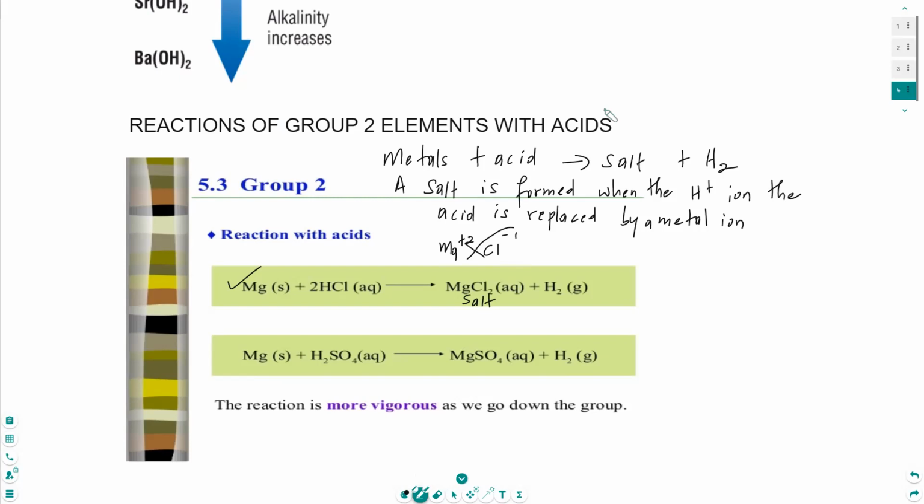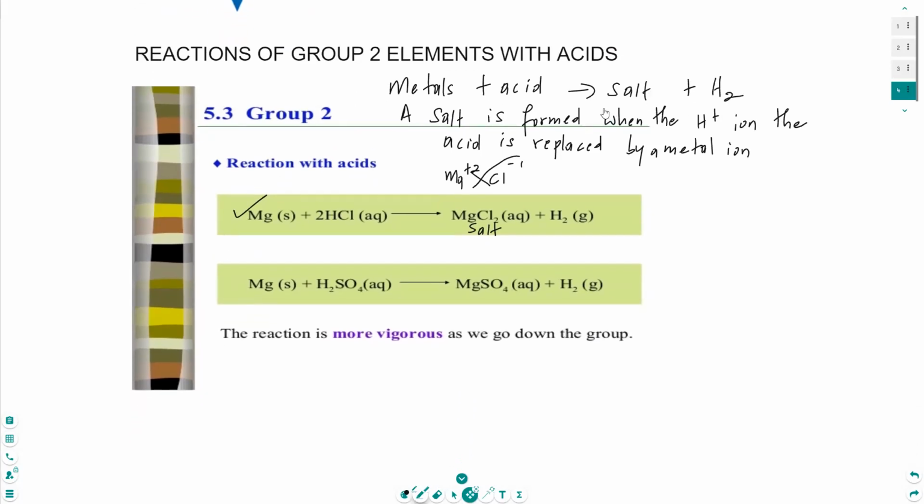All right, the same thing would happen if magnesium reacts with sulfuric acid, we will get a salt and hydrogen gas. Now, of course, all the elements in group 2 would be expected to do the same reaction. So if I got calcium and reacted it with hydrochloric acid, I would expect the same thing. I would expect that I would form calcium chloride and I would form hydrogen gas.